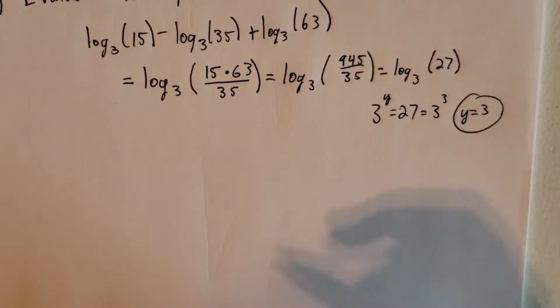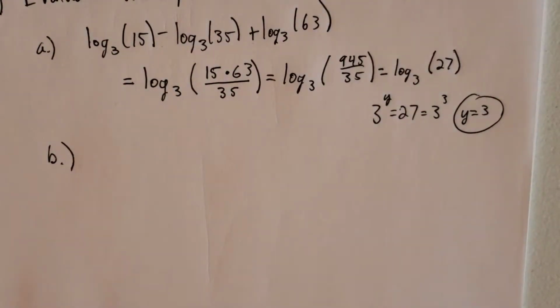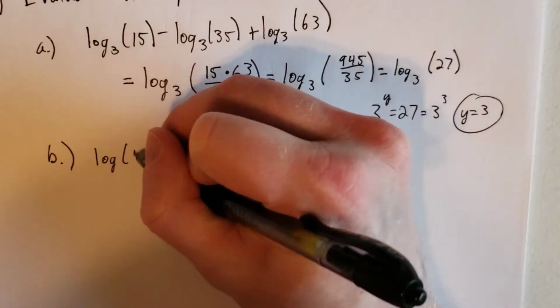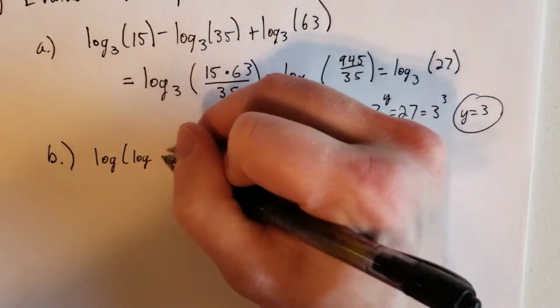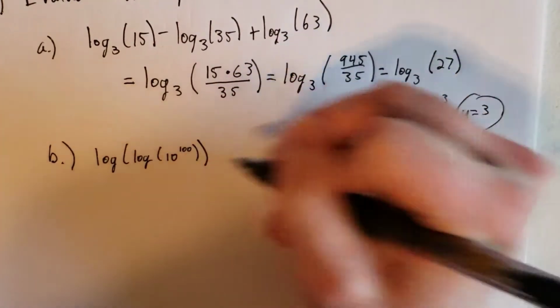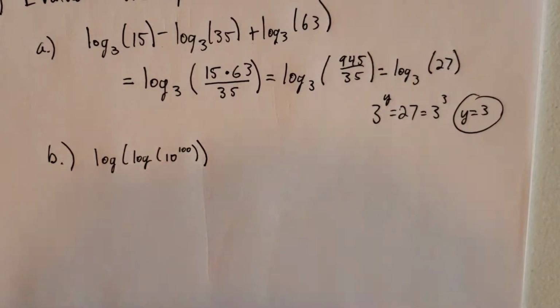We're going to do a similar problem here. So that was part A. We're going to do a part B. We have a similar problem here, and that is going to be the log of 10 raised to the 100th power. Here, when we don't have a base written, that's assumed to be log base 10.